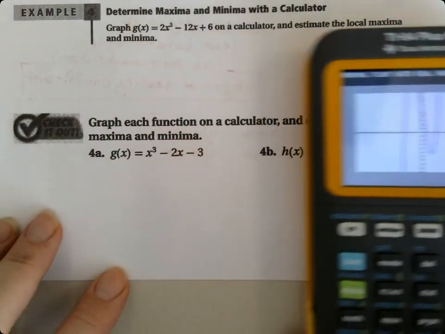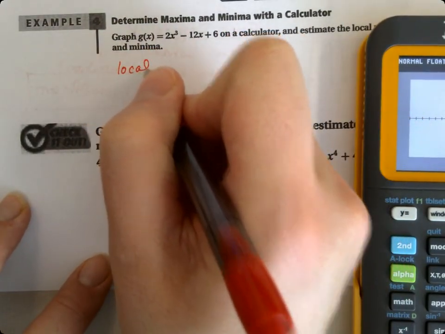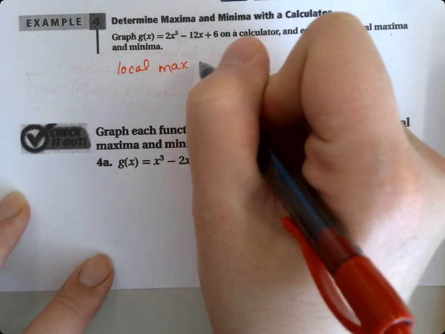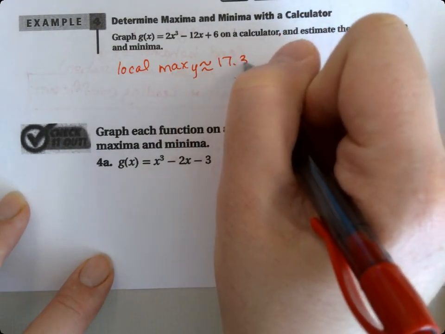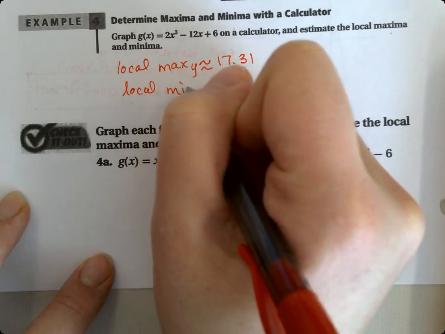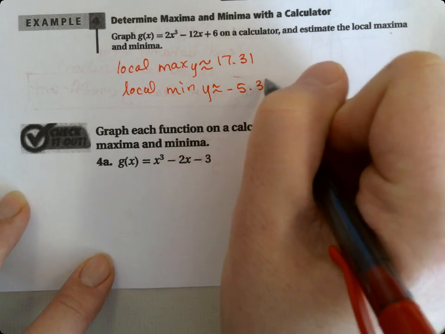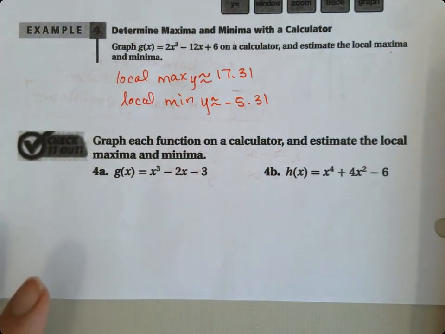All right, so I already found the local max and min, so I'm going to just write it down. By tracing it, you can. So the local max is about, y is about 17.31, and the local min, y value, is about negative 5.31. Now, I didn't give the full ordered pair because the max or min comes from the y value, okay?